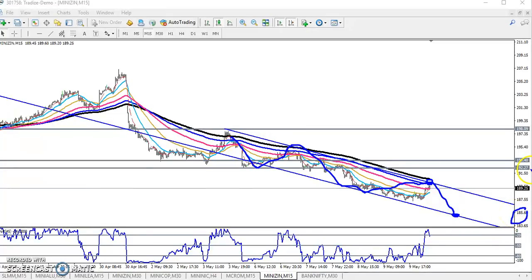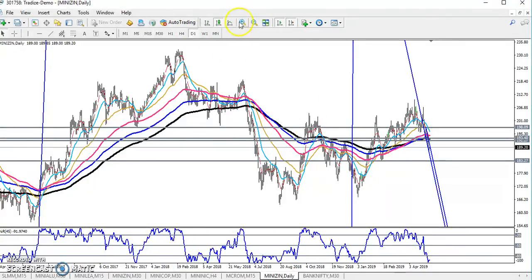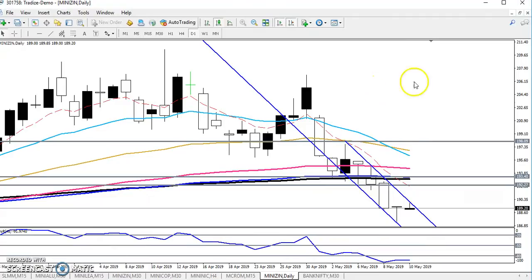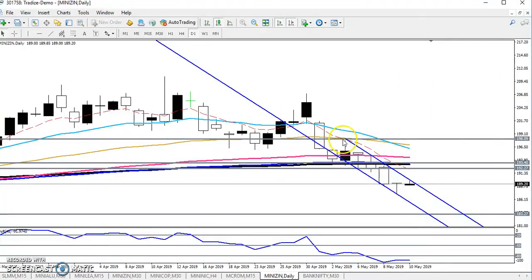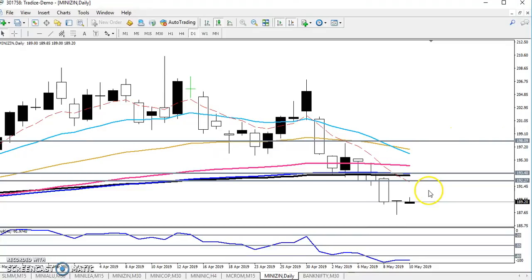But one thing you have to observe: sometimes they break this trend channel, go a little more up, and then the price pulls down again. If you look at the daily chart, just a minute, this is the daily chart. Now you can see when they broke this area. Let me remove this trend channel. Now you can see they are forming a dragonfly.